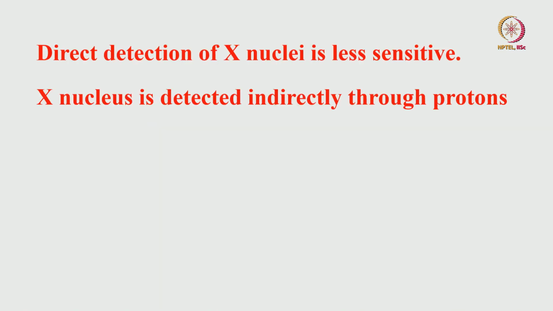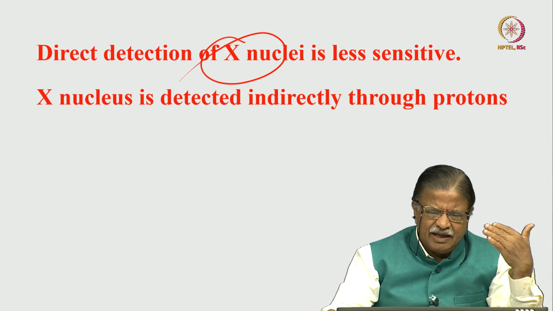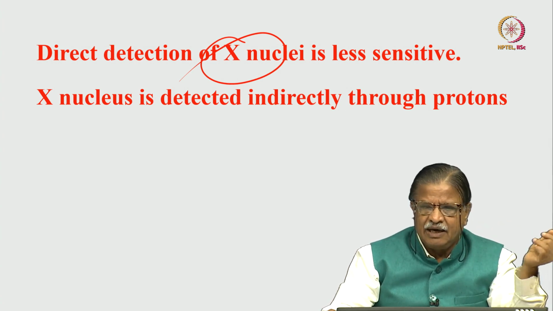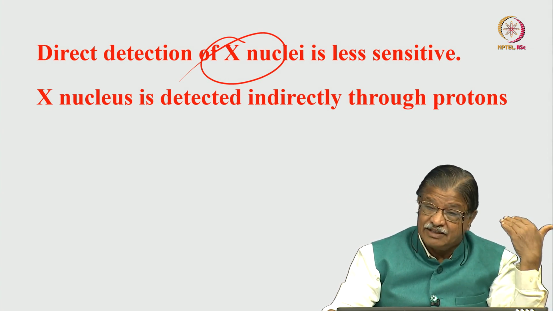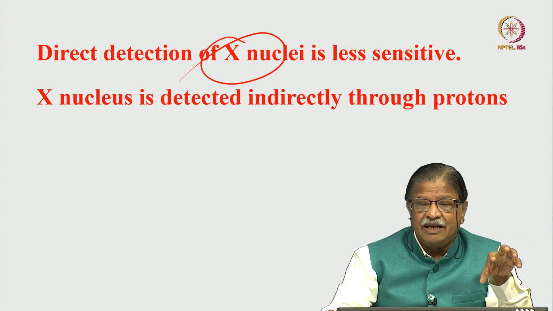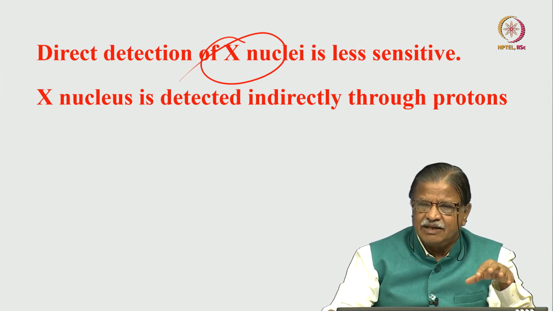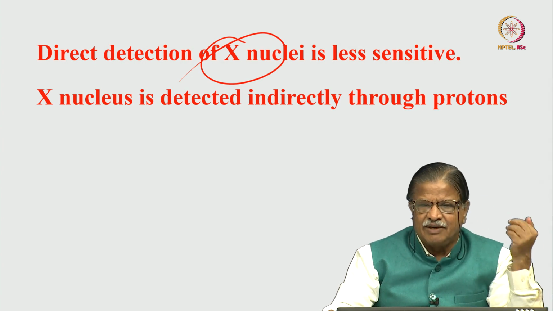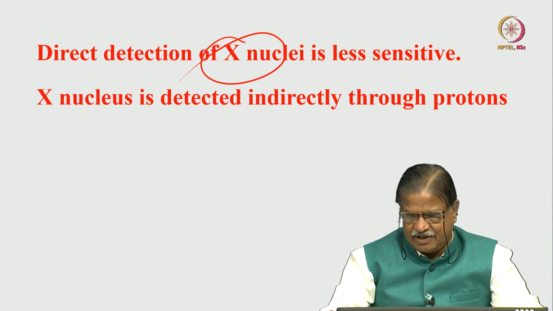In the inverse experiment, the main problem, as I told you, is that direct detection of X nuclei is less sensitive. Remember in the very first or second class when I was discussing the sensitivity of detection of the NMR signal, I said proton is highly abundant and, compared to any other nuclei, has the highest gamma, and is more sensitive. Carbon-13 compared to that I said is nearly 6,000 times less sensitive. If I want to detect carbon-13 directly, it is even more difficult because it is less sensitive and the abundance is small. As a consequence, that will take an enormous amount of time.